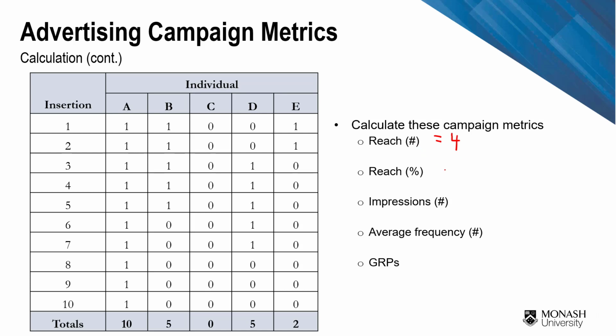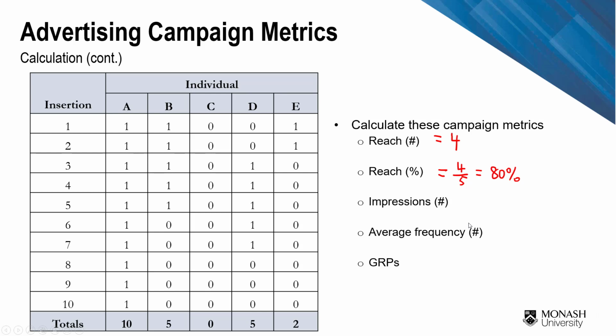And reach in percentage will be 4 divided by the total population, that's 5. So this gives me 80% of reach.